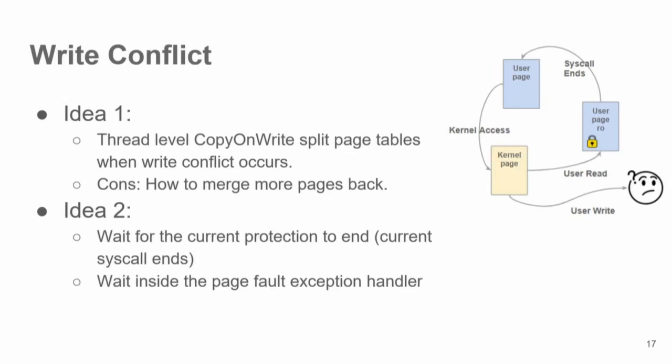So at the beginning, we thought we probably could implement a thread-level copy-on-write mechanism. So when other threads try to access this protected page, we split the page tables and give them an actual physical page. But it has a problem, because we need to figure out when we are going to merge those two physical pages back, and we have to decide which copy we're going to use. So eventually we gave up that idea, and we came up with a much easier idea.